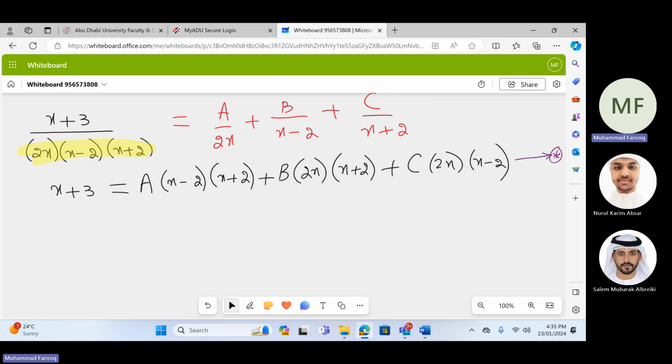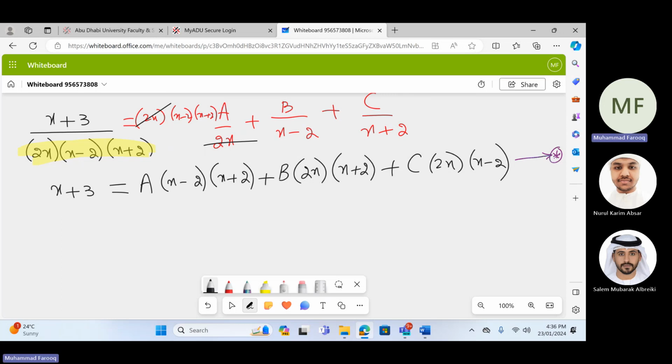What I did is multiply this factor with each term. I multiply here 2x, x minus 2, x plus 2. Now this is cancelled, and with A you have only this one. Then I do the same here: x minus 2 will cancel, and you have only this one. Then the same thing here: x plus 2 will cancel, and you have 2x and x minus 2. Hope you understand.